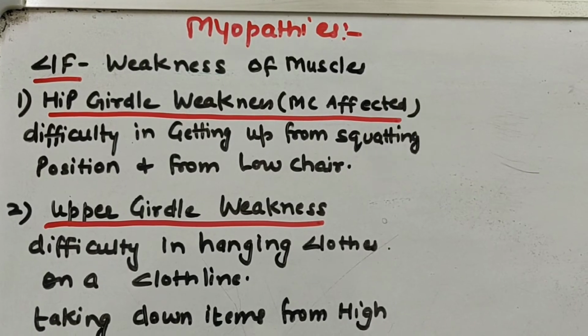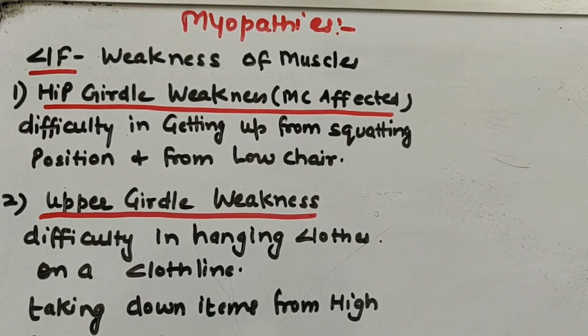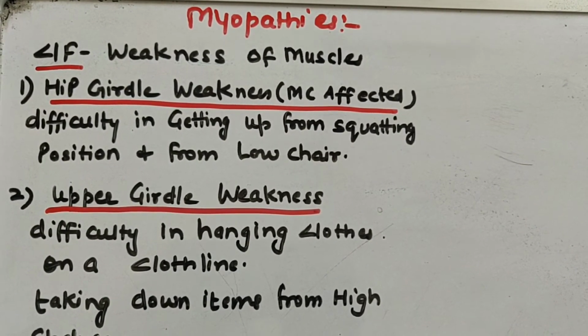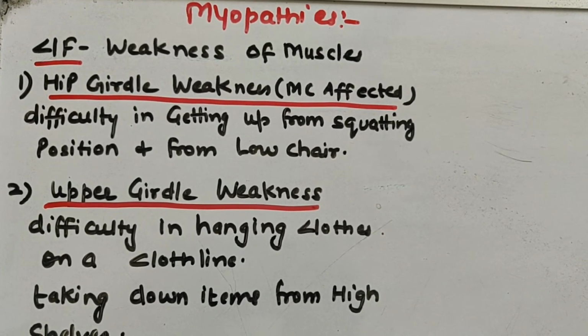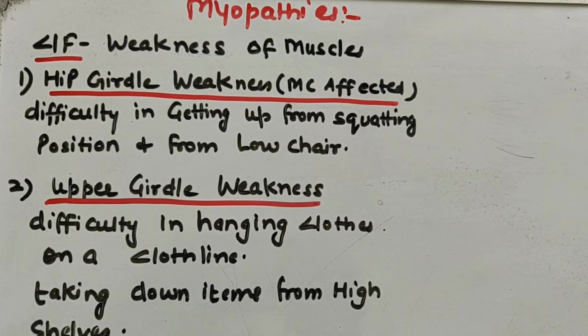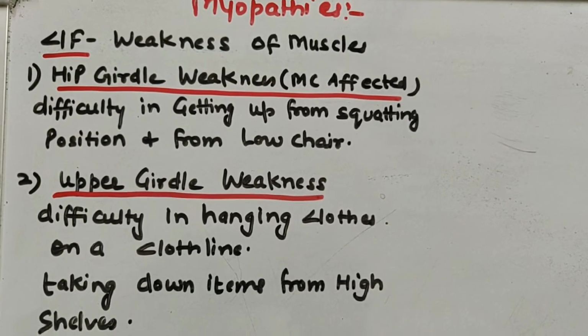Let's start with myopathies. Clinical feature of myopathies is weakness of muscles. Hip girdle weakness, the most commonly affected is the hip girdle. Difficulty in getting up from squatting position and from low chair.